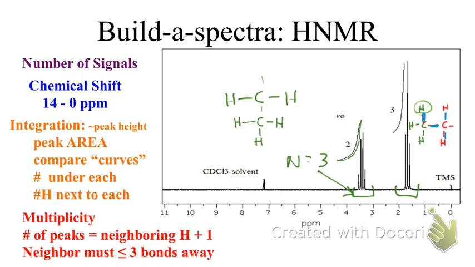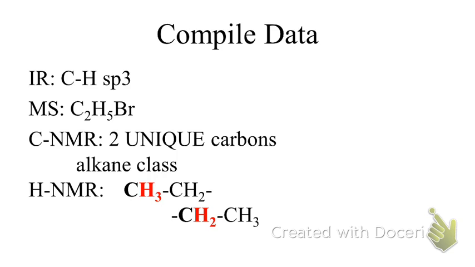So what we'll do is now start to compile the data. IR told me CH, SP3s. Mass spec told me C2H5Br. Carbon NMR told me 2 unique carbons, and they're all the alkane class. HNMR told me I had these 2 pieces. Okay, I know a lot of you want to skip, but I don't want you to skip here. According to HNMR, how many carbons do you have? 2. Count again. 5. Count again. 4. 1, 2, 3, 4 carbons, according to HNMR.